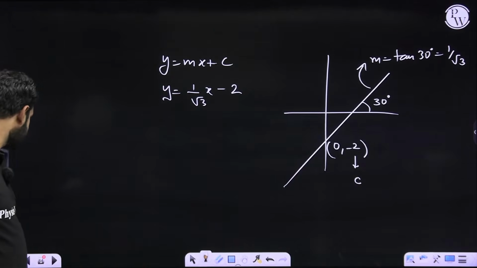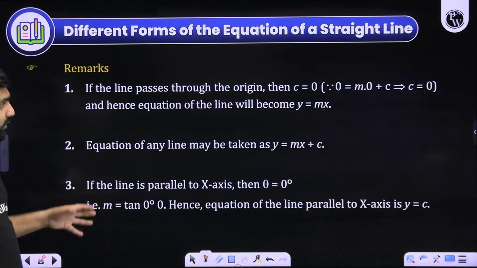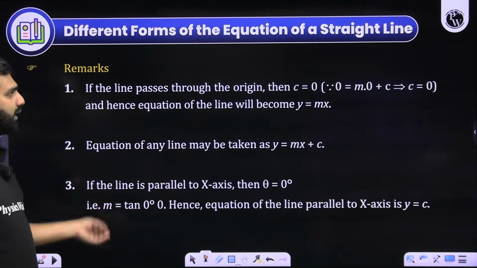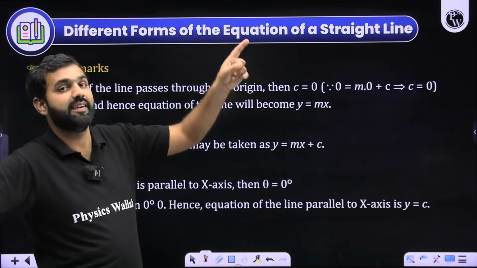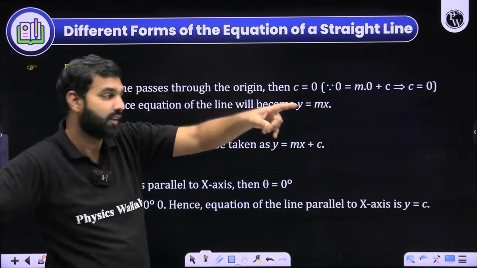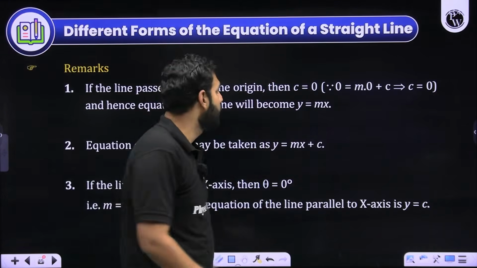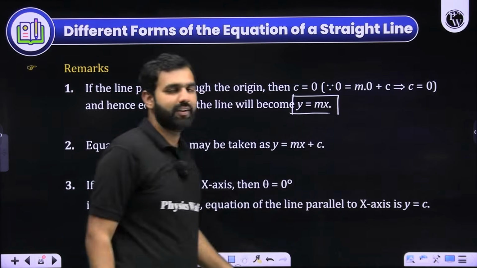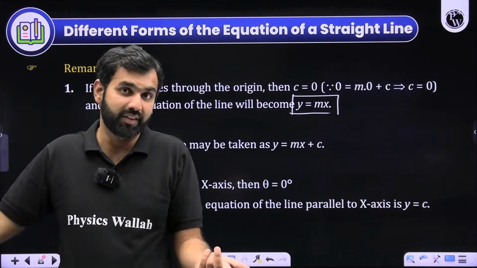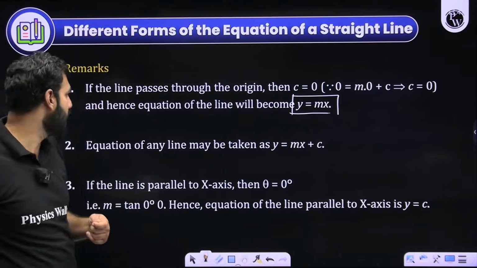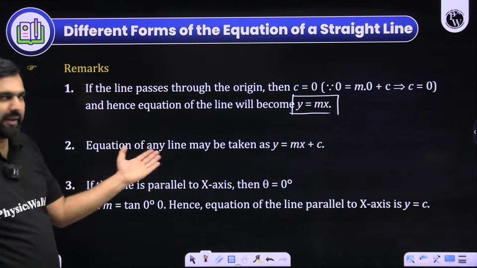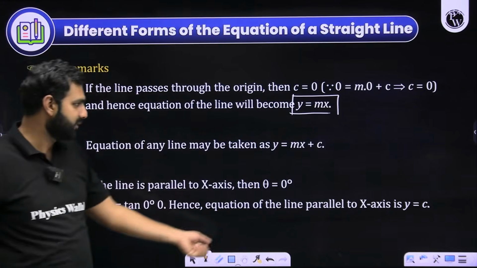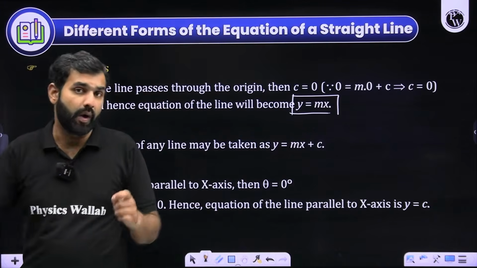Moving ahead with the next conclusion, next form. Some general results should be understood by you all. If the line is passing through 0, which means it is intersecting the y-axis at the origin, which means the value of c will be 0. So whenever the line passes through 0, the equation of the line will be y = mx, because there is no intercept here. I hope you understood this reason as well. The equation of any line could be taken as y = mx + c, where m is the slope and c should be the y-intercept.